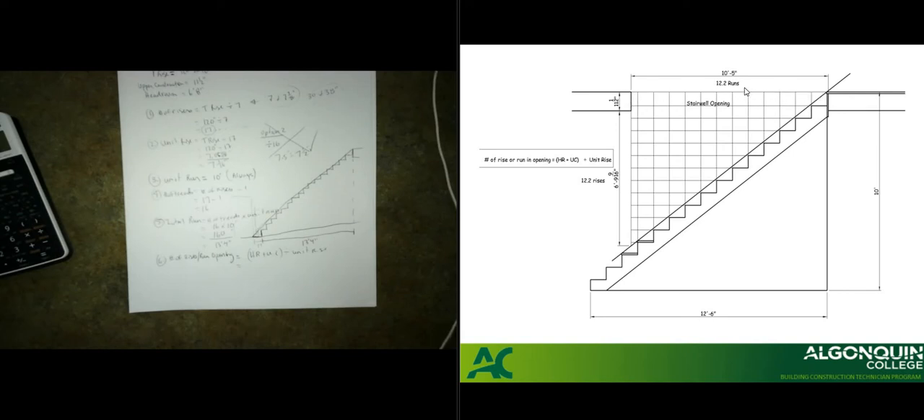So by knowing that, we just have to take the 12.2, multiply by the individual part size, which is 10 inches, and then that'll give us our stairwell opening. And then we normally add 3 inches for finish materials and for shimmy allowance.